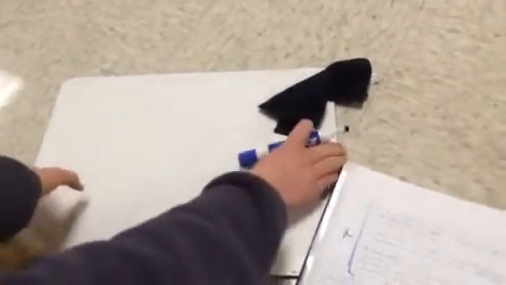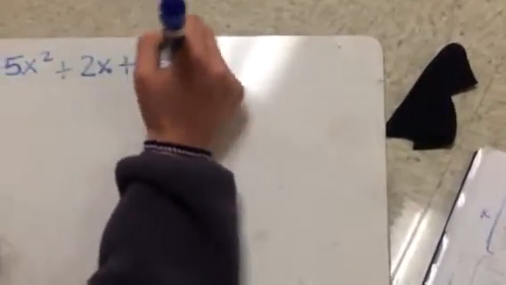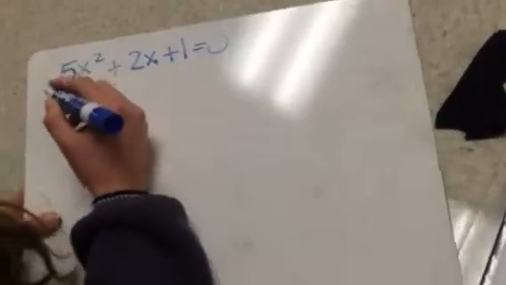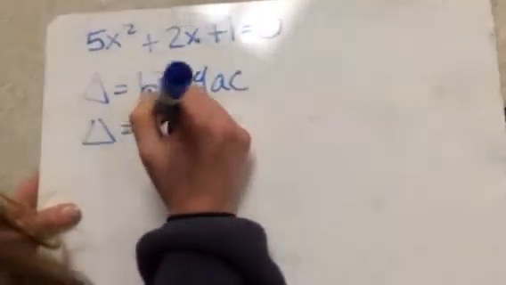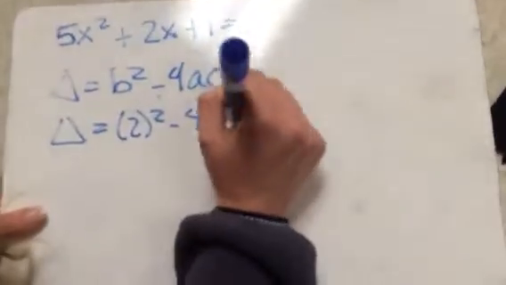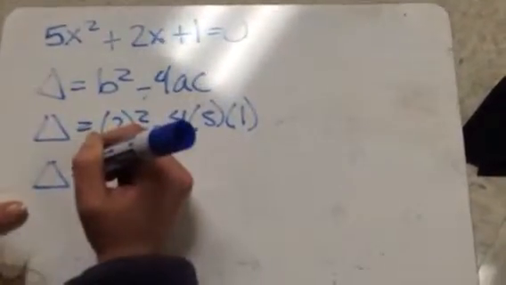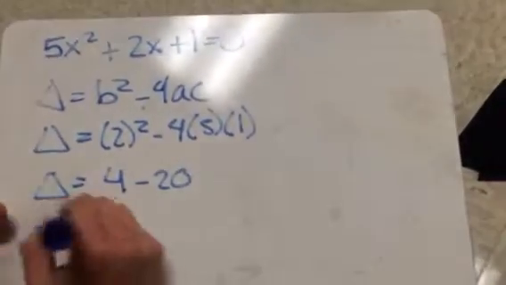And so an example of a complex solution would be a little bit different. Okay, so we'll do a different example with a different equation. Just one number is changed. It'll be 5x squared plus 2x plus 1 equals 0. So you have your constants a is 5, b is 2, and c is 1. The discriminant equals b squared minus 4ac, which equals 2 squared minus 4 times 5 times 1, which equals 4 minus 20. Your discriminant is negative 16.